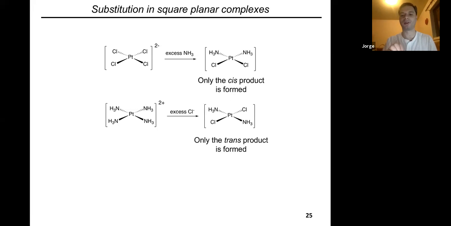Our question is why. Why, if we start with only chloro ligands, do we only form the cis, and why, starting with only amino ligands, do we only form the trans? So that's what we will study on Wednesday.